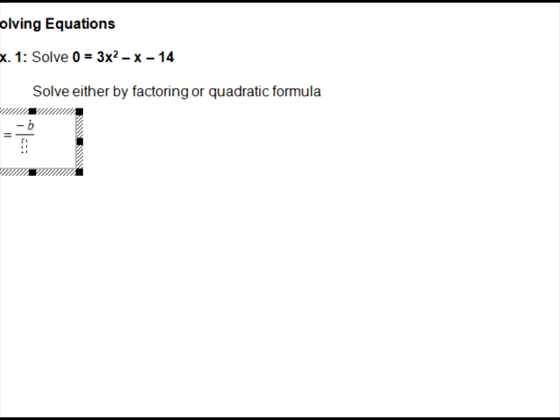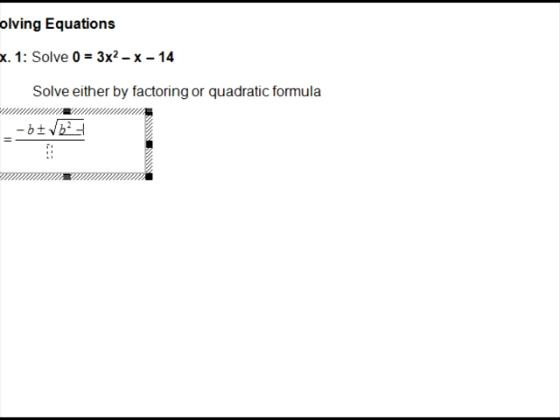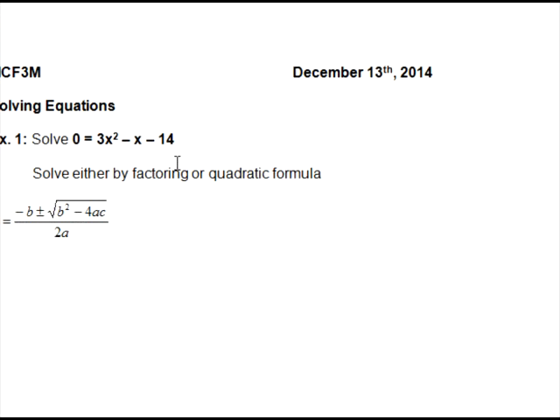Okay, great. Negative b. Keep going. Okay, plus or minus the square root of b squared minus 4ac all over 2a. Wonderful. Excellent. Tremendous even. Sage, can you tell me what a equals, what b equals, and what c equals, please? A equals 3, b equals -1, c equals -14.